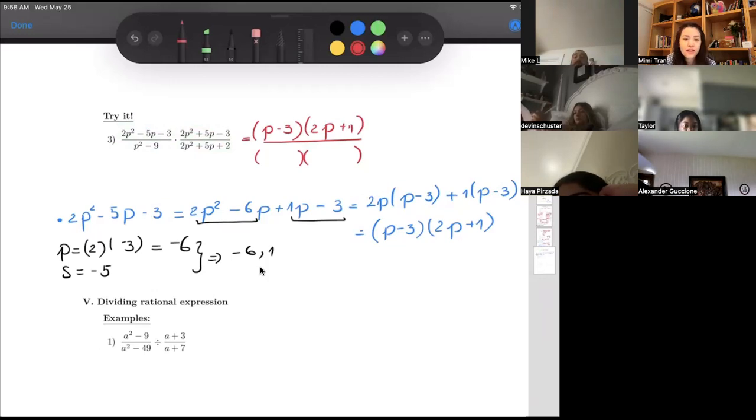Someone else, p squared minus 9 is? So p squared, 9 is 3 squared, right? So it would be p plus 3 times p minus 3. Very good. Thank you. Does anyone have the one on the top right? 2p squared plus 5p minus 3.